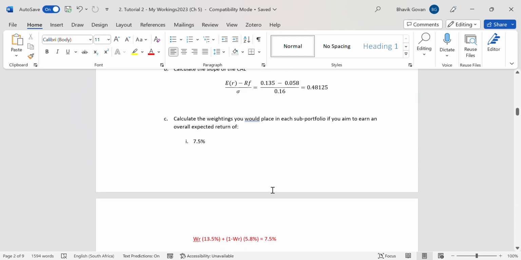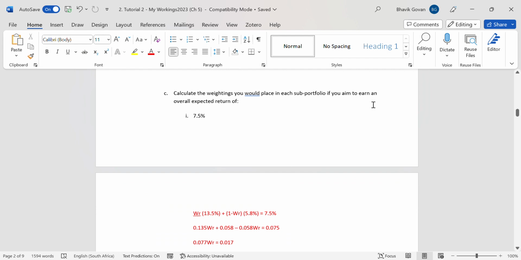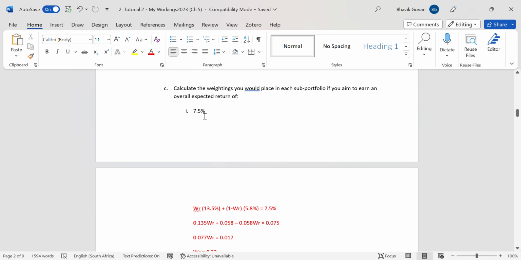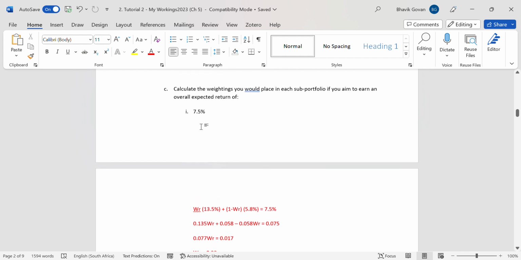0.48125. Then it says calculate the weightings you would place in each sub-portfolio if you aim to earn an overall expected return of 7.5%. So it'll just be the weight of the risky portfolio times the 13.5% return plus 1 minus the weight in the risky portfolio, because our weights should sum to 1, times our 5.8% return in risk-free return. And that should equal an expected return of 7.5%.